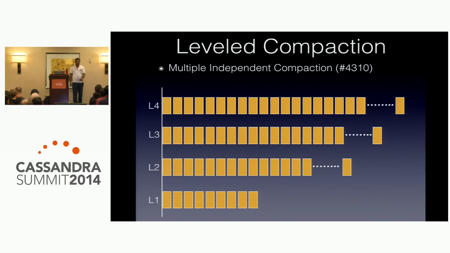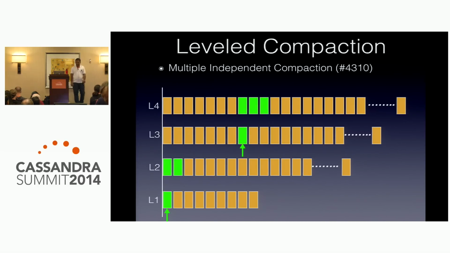Multiple independent compactions. We created this JIRA and it was introduced in 1.2. What this does is, if you are using level compaction and any level is eligible for compaction, it used to do that compaction. When that compaction finishes, it will come back and ask, is there any other level eligible for compaction, and keep doing that. If you have a lot of IOPS available on the box, you might want to compact multiple levels in parallel. Otherwise, you will be backlogging on the levels, and you will have a lot of pending compactions.